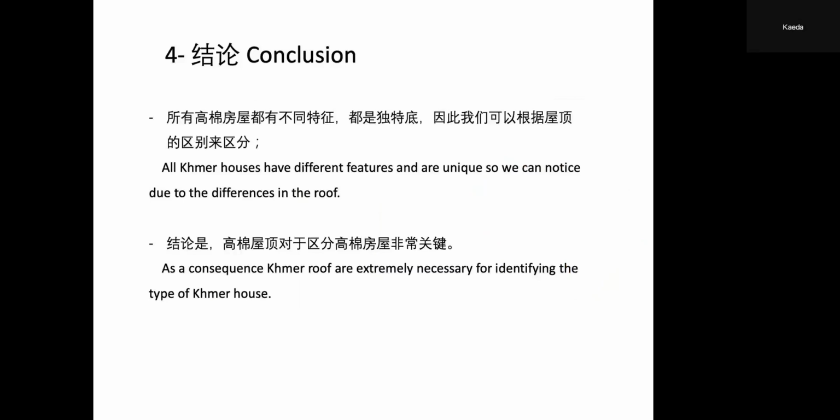So, all my houses have different functions and are unique, so that we cannot treat a house by a different design for identifying the types of my house.